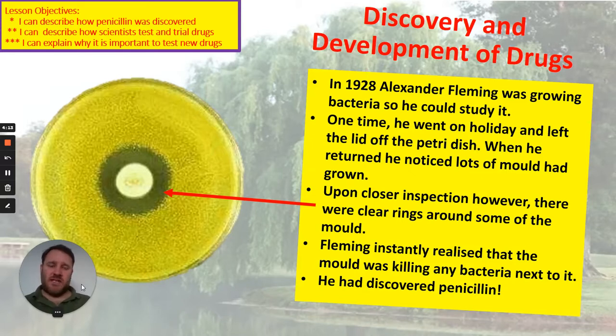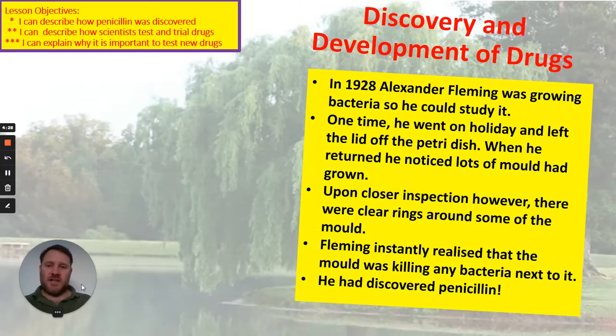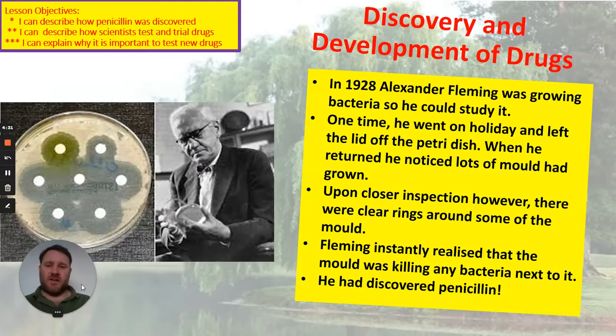And of course, you'll know from your Year 10 lessons, this is now called the zone of inhibition, and you can see that all the bacteria is killed. So there must be something in the mould that's killed that. And because of the name of the mould, Fleming called it penicillin. Here's another picture of Alexander Fleming on the right, looking very, very proud of his achievements.